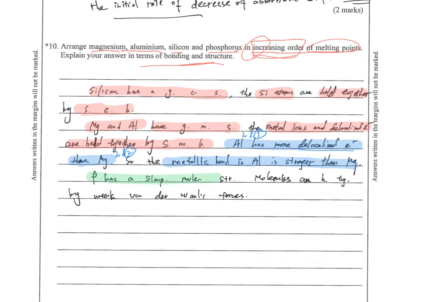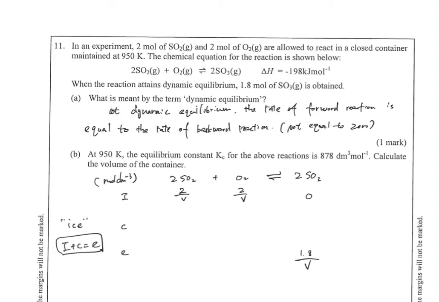It has a simple molecular structure, and the molecules are held together by weak van der Waals forces, okay? By explaining this, we can arrange their order. So phosphorus has the lowest melting point due to the weak van der Waals forces between the molecules. Then magnesium is higher, with fewer delocalized electrons than aluminium. So aluminium has a higher melting point, and aluminium is lower than silicon. Okay, so don't forget the increasing order. Okay, let's go to number 11.